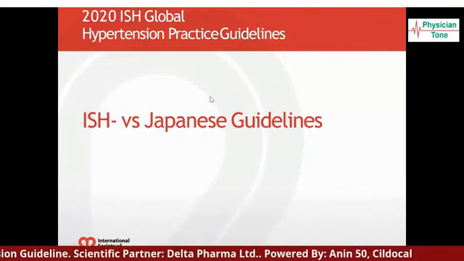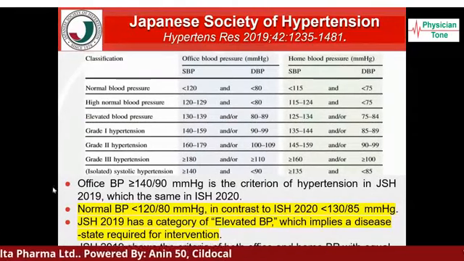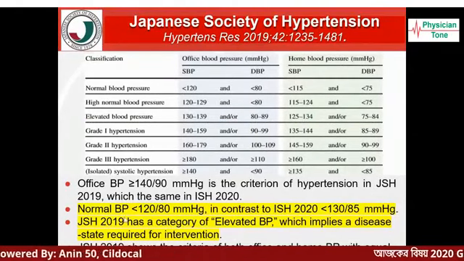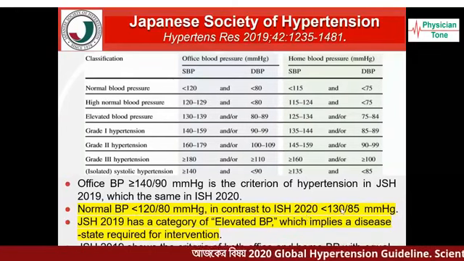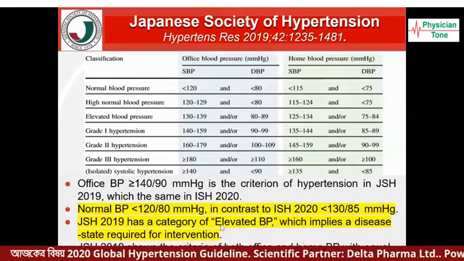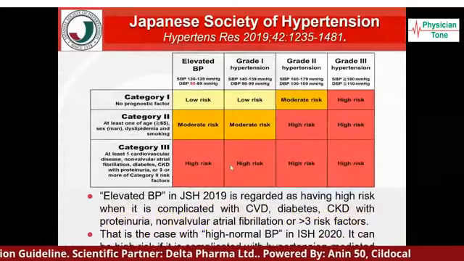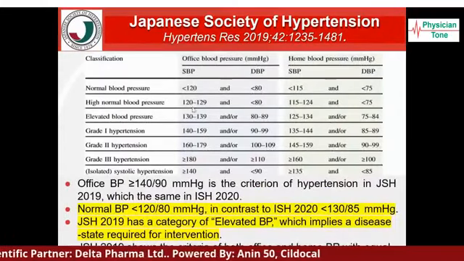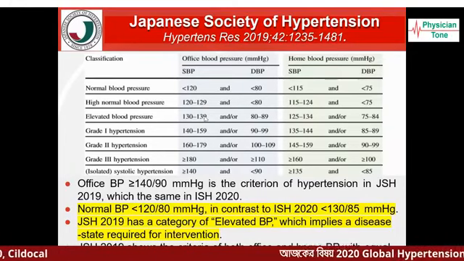There are some differences in the Japanese Society of Hypertension guideline. The Japanese guidelines define normal BP as less than 120 over 80, in contrast to the 2020 guideline's 130 over 85. And the Japanese Society of Hypertension guidelines have an elevated BP category, which is 130 to 139, that is considered in the 2020 guideline as high normal BP.